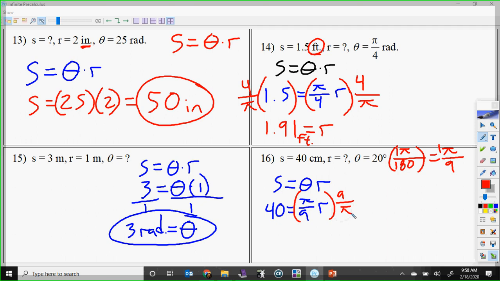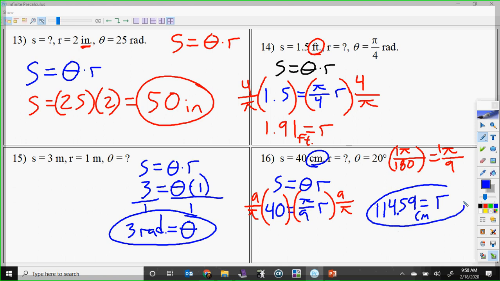I multiply by the reciprocal, 9 over pi. So I end up with 40 times 9 divided by pi, which is 114.59, equals my R. And remember, my units of S was centimeters, so my units of R is also centimeters.